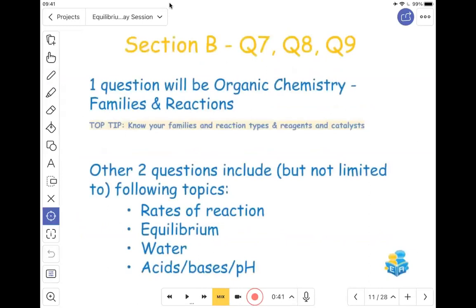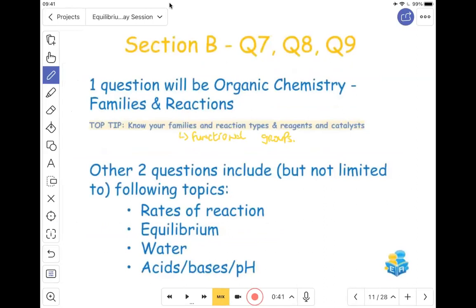If we move on to questions 7, 8, and 9, then one of these questions, usually question 8, will be an organic chemistry question, and it will be based off the families and reactions. So here I will be saying it's very important to know your families. And when I say know your families, I'm referring in particular to knowing your functional groups. I would always start off maybe drawing some of the structures that might be given to you on the paper. You should know the reaction types, and you should know the reagents and catalysts. And as I've said already, these should be labeled very clearly.